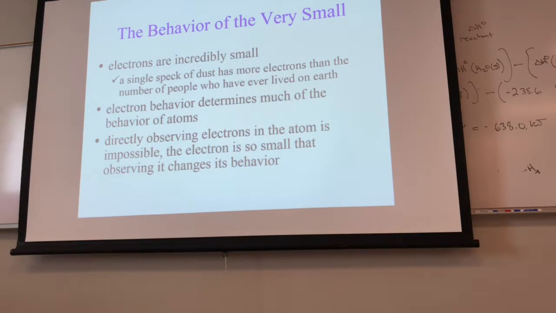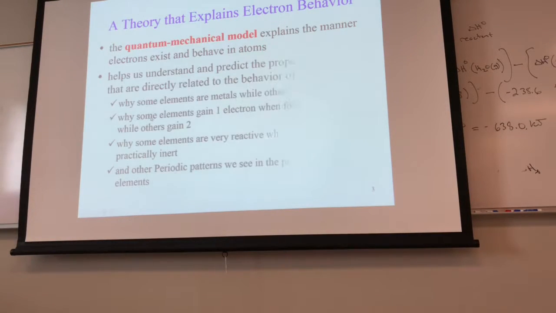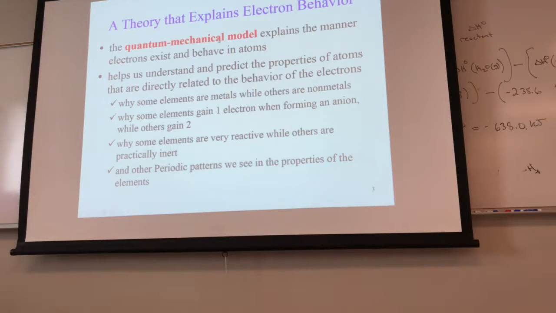So whenever you hear the idea of quantum mechanics, it's talking about a type of physics that is not classical, okay? Like it has its own set of rules. So how in the world did this ever come about? Well, if you understand this model, it will explain the manner of how electrons exist and how they behave in an atom. When you get done with this chapter, here are some things you will be able to say. Why are some elements metals? Why are some elements non-metals? Why do some elements gain one electron to form an anion? And why do others gain two?